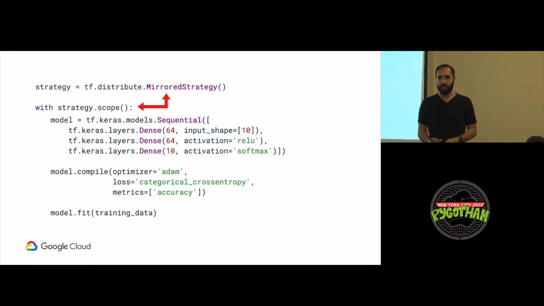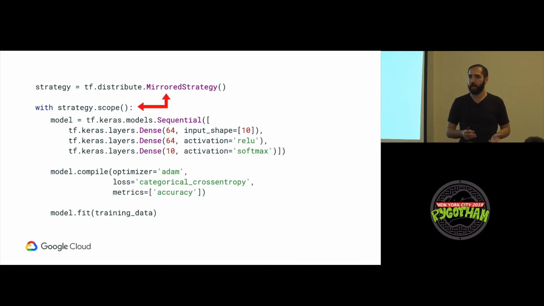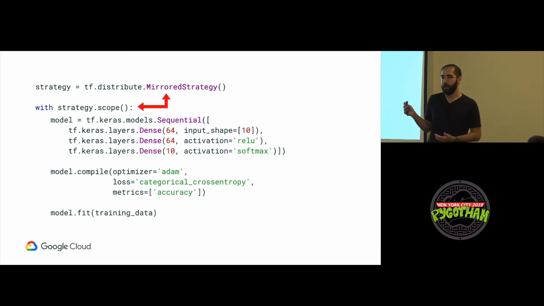We define the strategy, and then we include it in the scope of the code. In this case, I'm using the mirrored strategy, which is a form of synchronous data parallelism. But there are strategies for using TPUs. I believe there's a parameter server strategy that's in the works. And there are lots of others. So the idea here is if you wanted to switch between these, maybe you tried using model parallelism and you want to try using data parallelism, all you have to do is swap out the strategy here, and the rest of the code can remain the same.